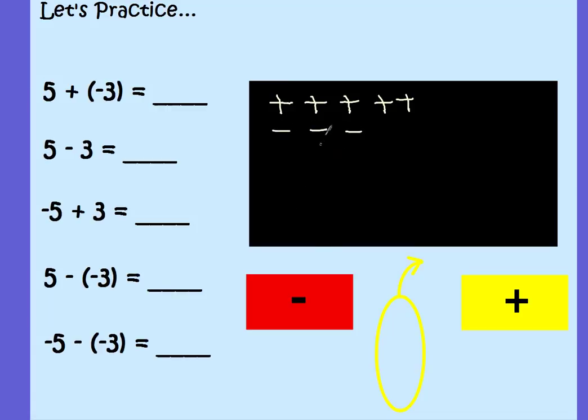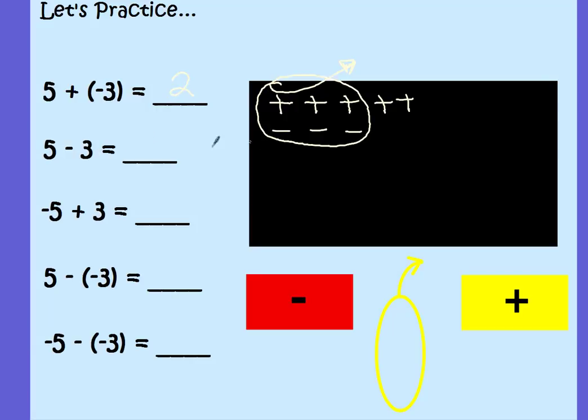Then ask yourself, I have positives and negatives, so I have 0 pairs. How many 0 pairs are there? There are 3. You can loop each individual 0 pair, or you could do all of them together, which is what I like to do. I have 3 0 pairs, so I loop it and I pull it out. And what am I left with? 2 positives. So 5 plus a -3 equals a +2.